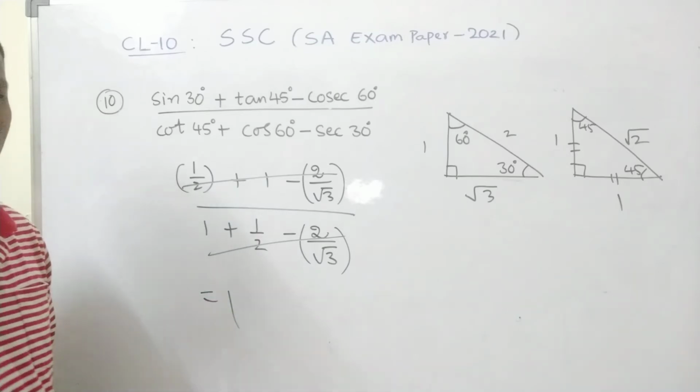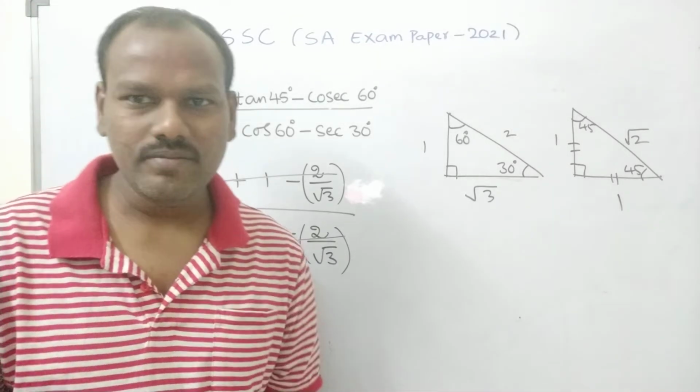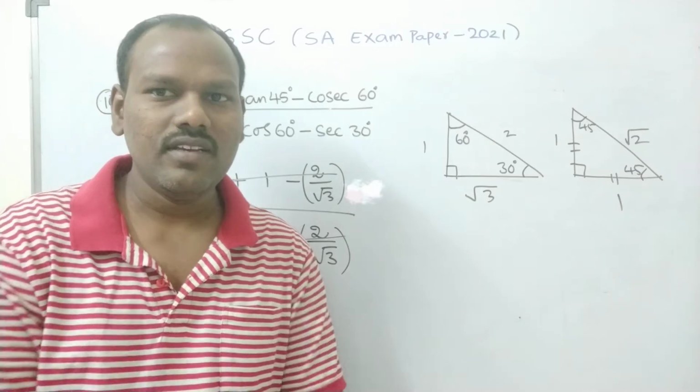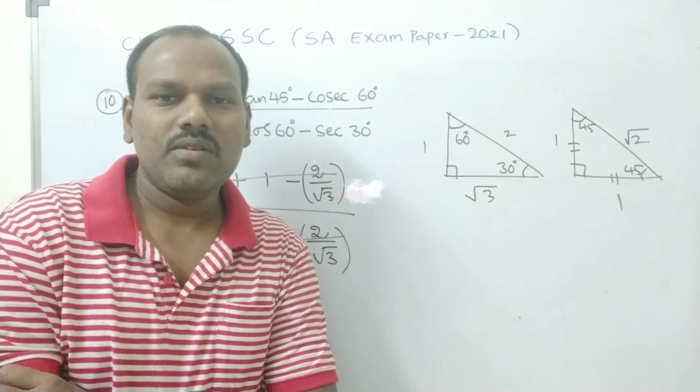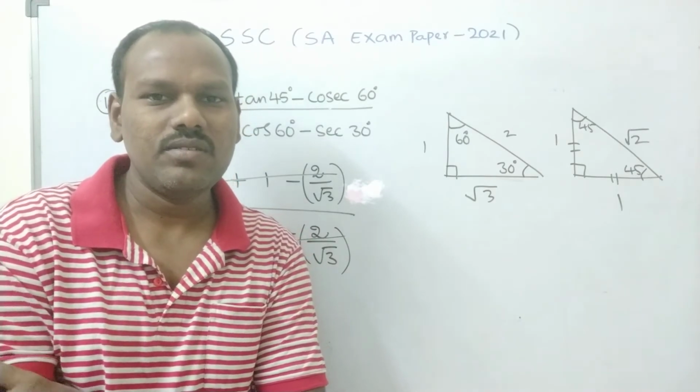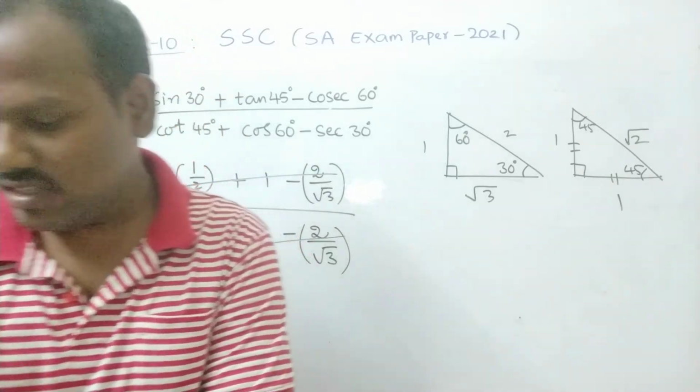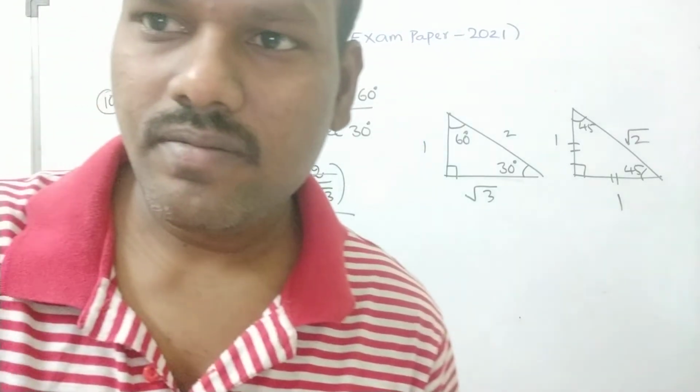Directly, the textbook question was given like that only. In Exercise 11.2 you see all the trigonometry table based questions are there. So it is there. Okay, now let us see the next question.